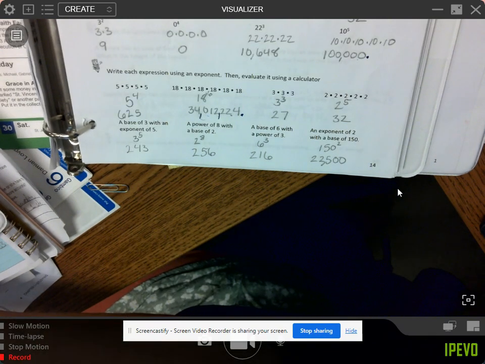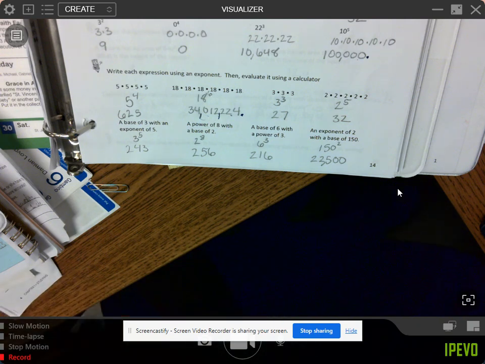Ava, what is your question? For the last one, how is 150 the base? Because it says it's the base. Oh. An exponent of 2 with a base of 150. Oh, you just went too fast and you thought, oh, 2 is the first number, that's the base. We can't always just assume. We have to know that we can switch them around.